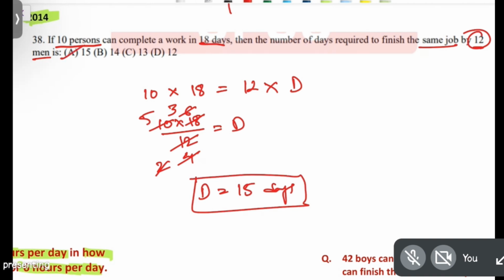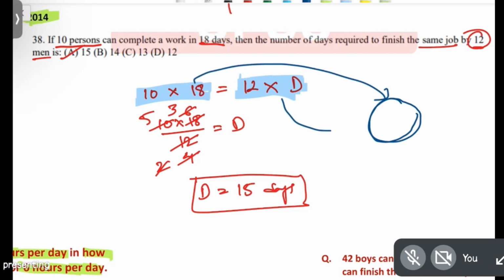This is the answer. But you may ask me this one question. Why these two are the same is because this group of people and this group of people are doing the same work only. This is the work that we are talking about. This group is doing this work and this group is also doing this work. That means the work that they are doing or they are supposed to do are the same thing. That's the reason why we are keeping left hand side and right hand side same.